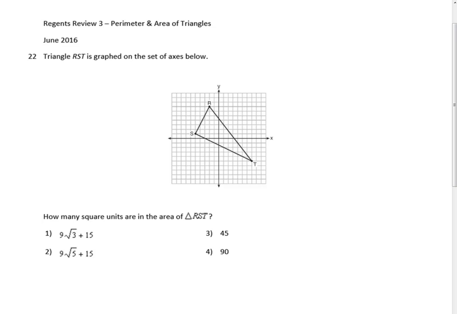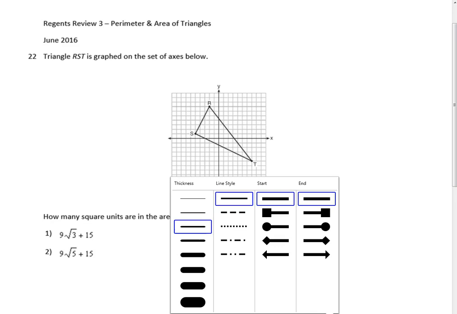We are in review, Regents review, getting ready for our final exam. Lesson 3, looking at perimeter and area of triangles. So we only have one question today, but we'll look at it a couple different ways. In this triangle, it says the triangle is graphed, and the question is how many square units? One of the things we need to understand is that square units is a function of area.